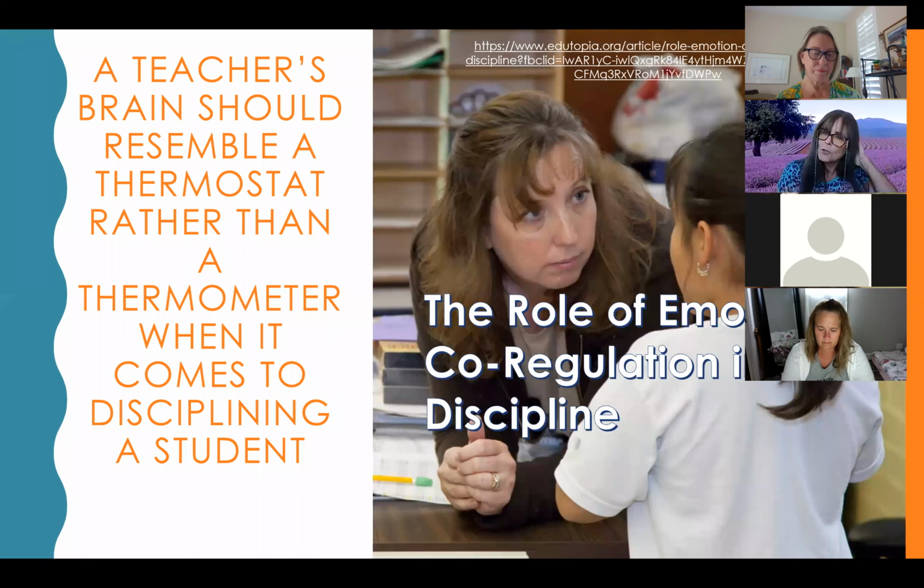So there's a great article. It's on the handout that we gave you. It's by Utopia, and it's about the role of emotion co-regulation in discipline. So we encourage everybody to really read that and to look at our role when it comes to disciplining kids and how we are regulating ourselves. We always say that you need to be in a Zen moment when you're addressing misbehaviors in your classroom. And that is just so hard to do. We know that, and it takes a lot of practice. So it's just another awareness piece that we need to look at to get our kids back focused, making good decisions and engaged.